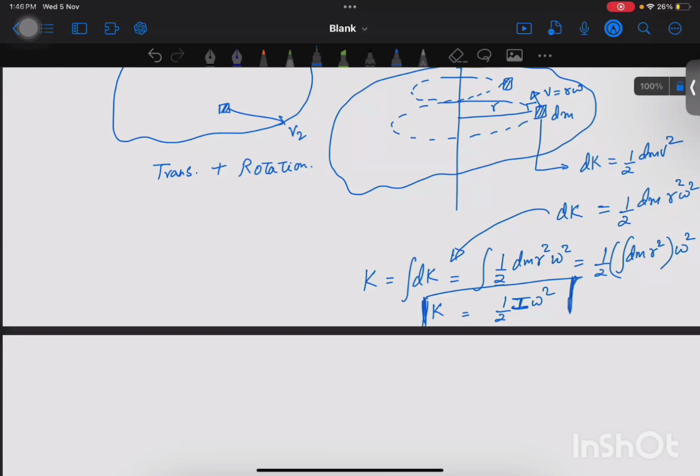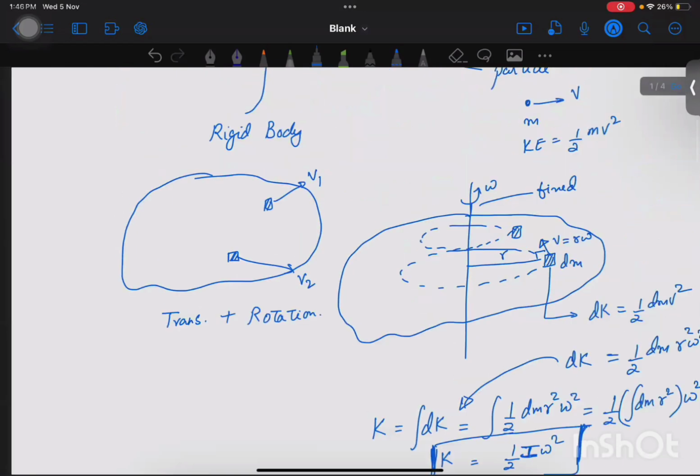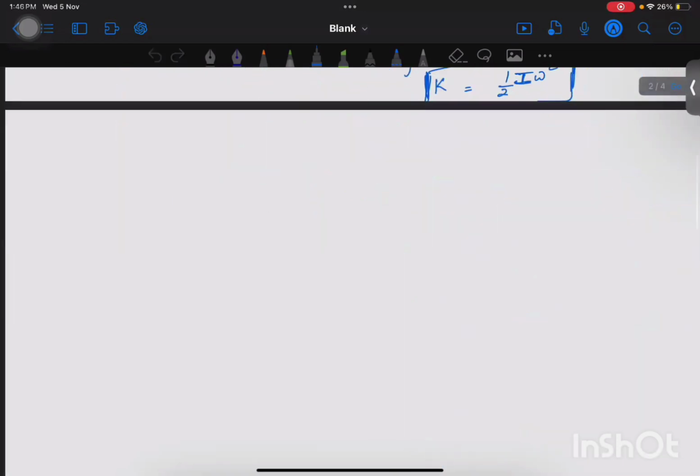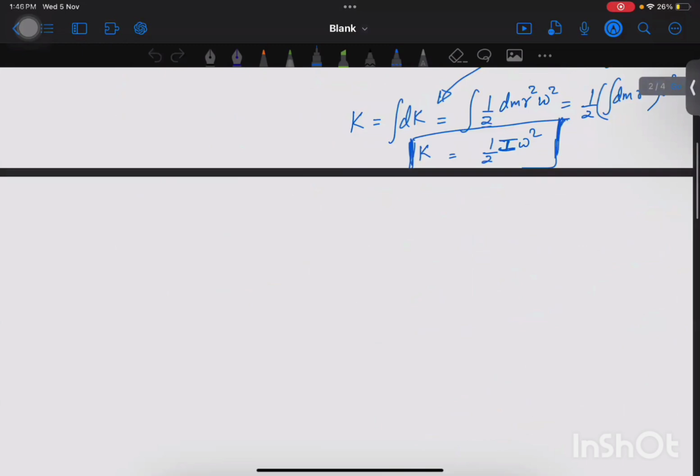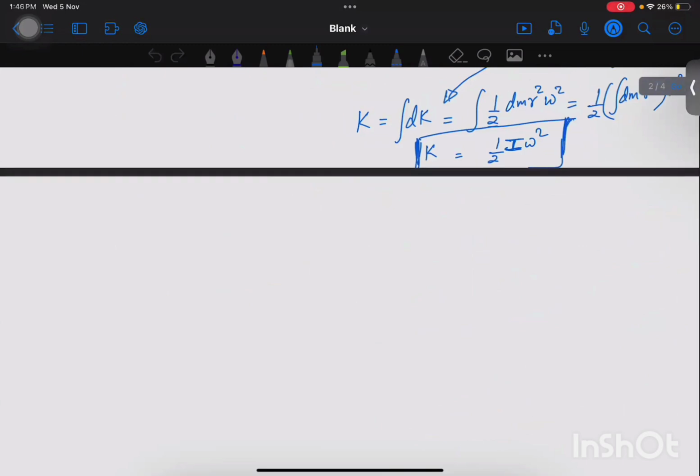Fine. This part is extremely clear, no doubts are there. Okay. What do we do now? Let's take some examples from the same.